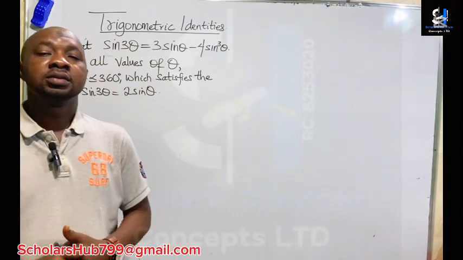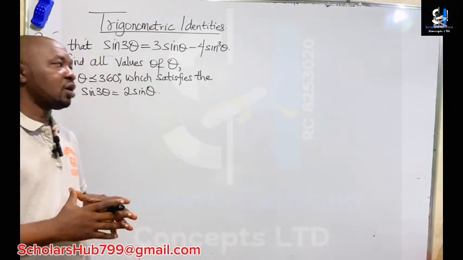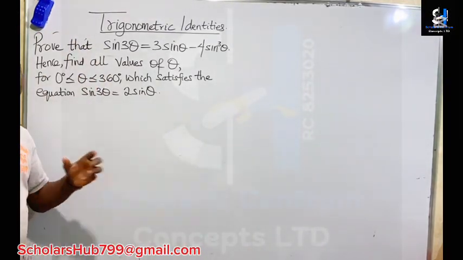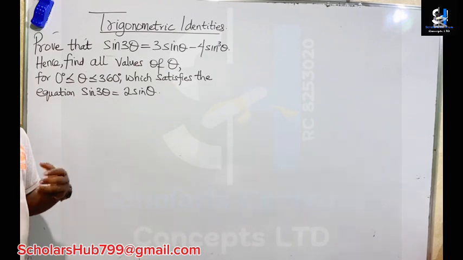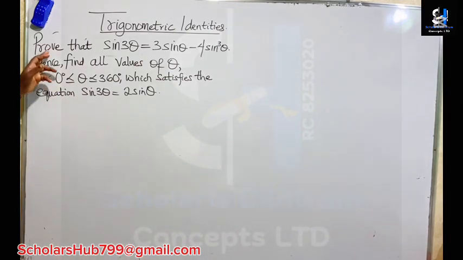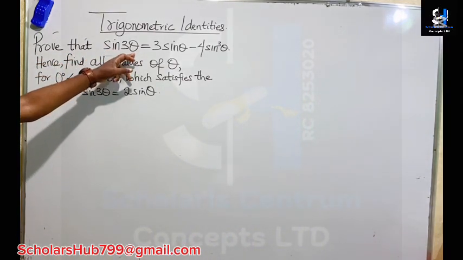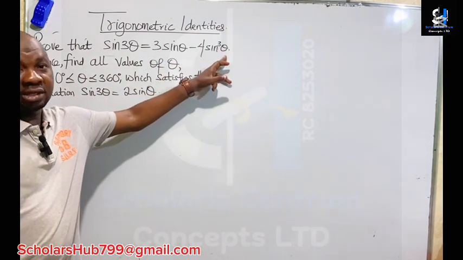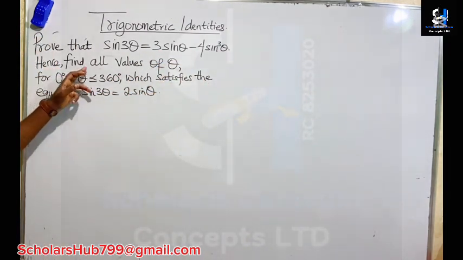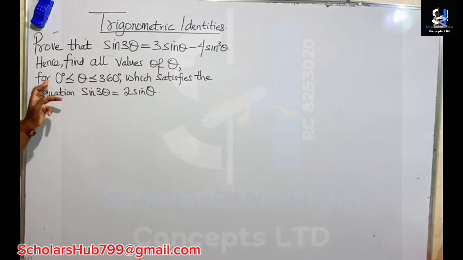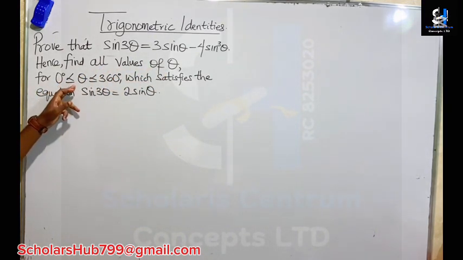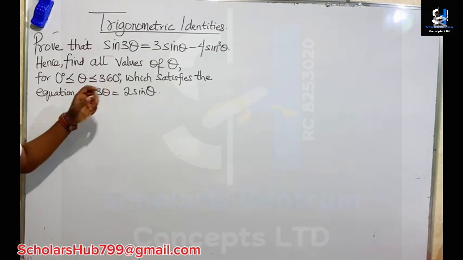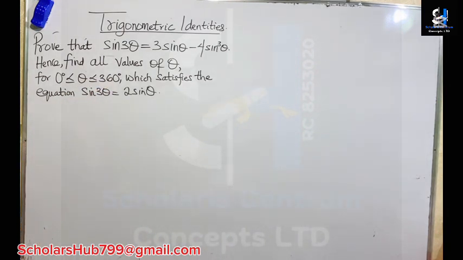Hello everyone, we have another question on trig identities, that's trigonometric identities. The question reads, prove that sine 3 theta equals 3 sine theta minus 4 sine cube theta. Hence, find all values of theta for 0 degrees less than or equal to theta, less than or equal to 360 degrees, which satisfies the equation sine 3 theta equals 2 sine theta.